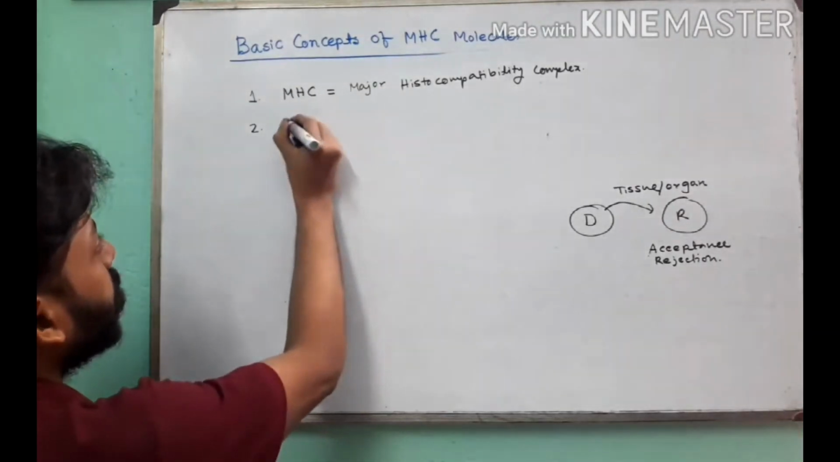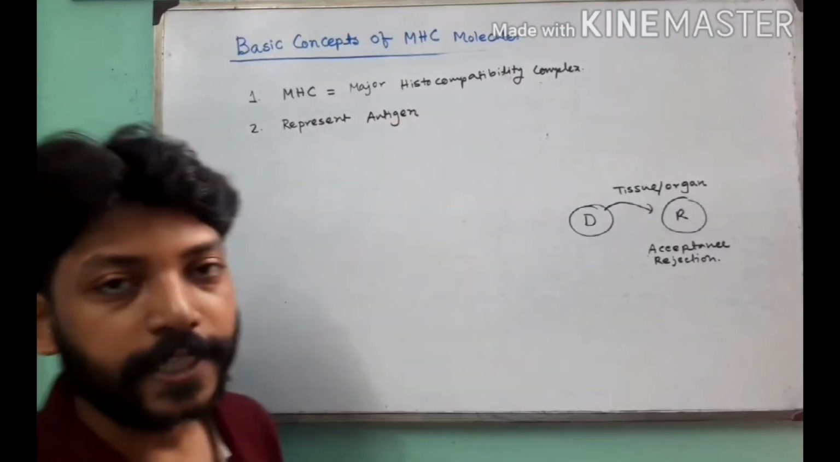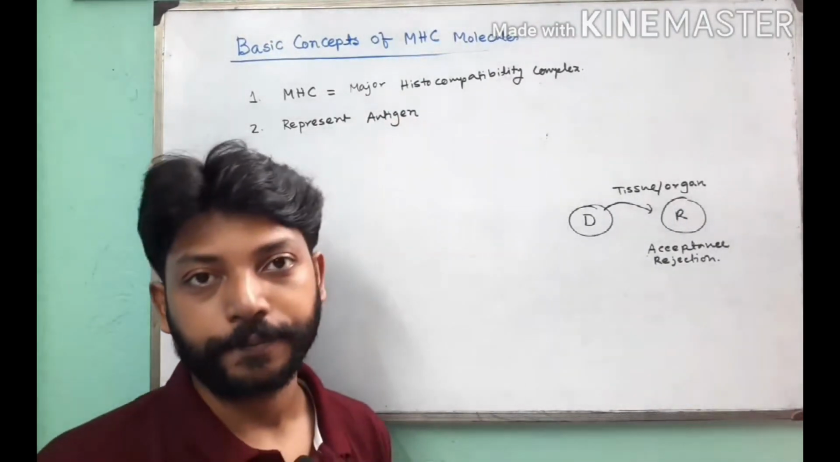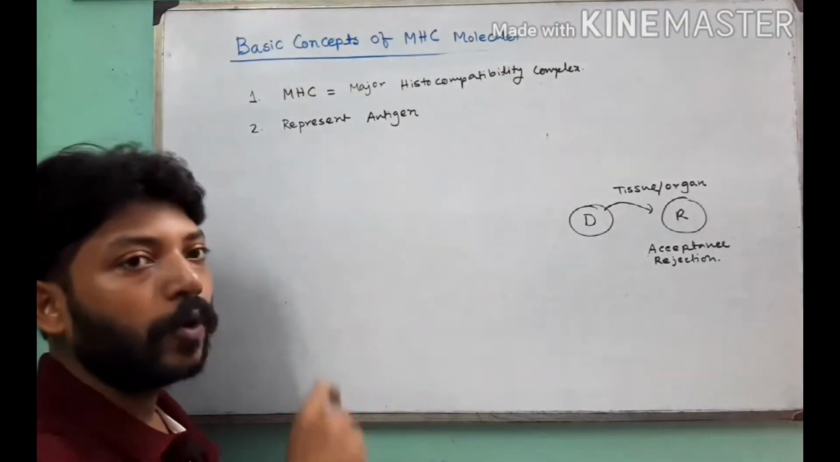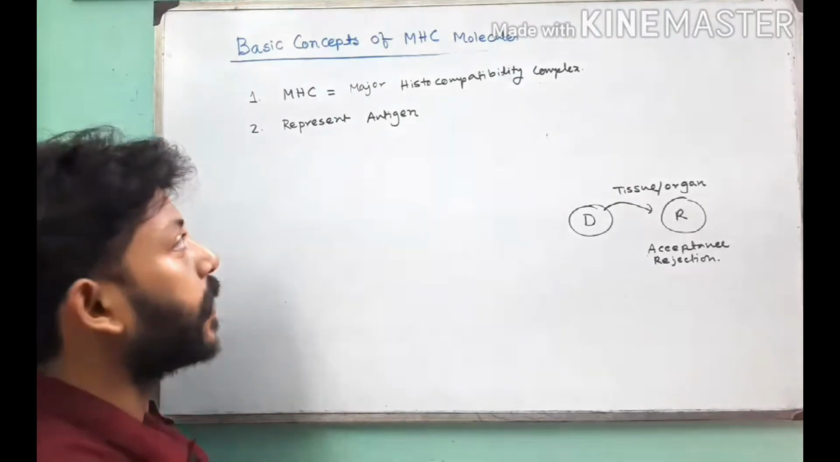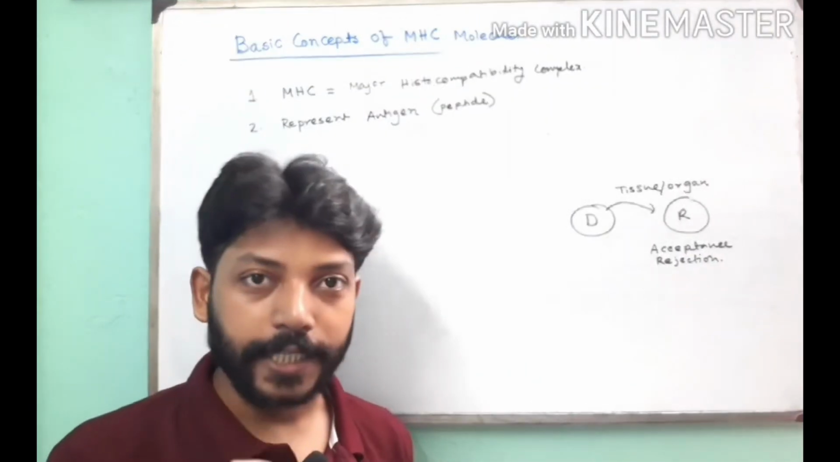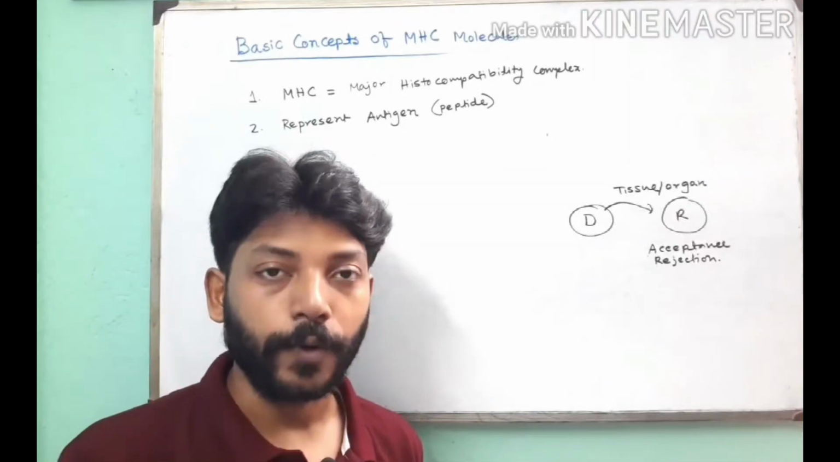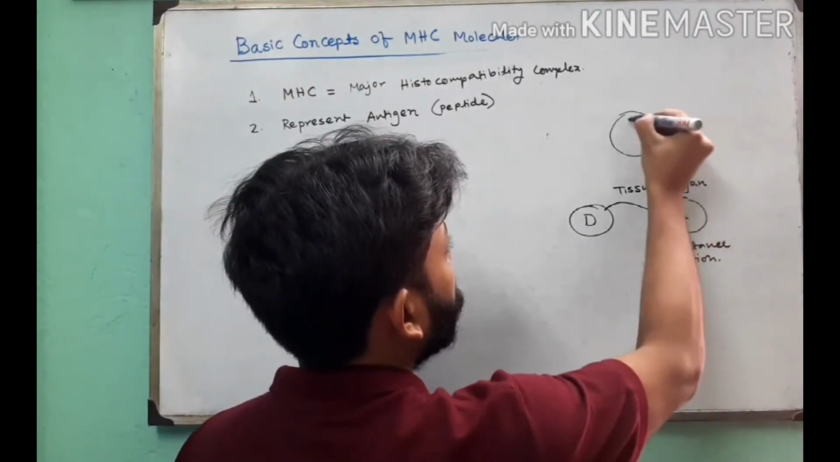So actually MHC presents antigen. Antigen can be of different types, like carbohydrate, lipid, protein in nature. MHC molecule only presents antigen that is peptide in nature. And another important thing is an antigen consists of many epitopes or antigenic determinants. I am showing you. Let's assume this is an antigen.